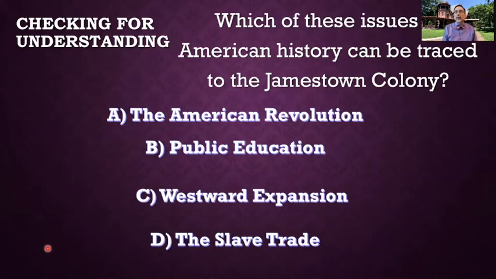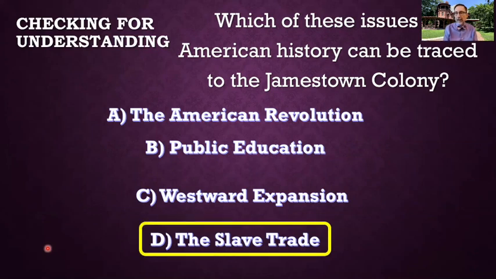How about this one? Which of these issues in American history can be directly traced to the Jamestown colony? It started in 1619. What do you think it's going to be here? Yeah, it was the slave trade. It was a group of slaves in 1619 who were part of a shipment on their way to Mexico. And the ship was captured and some of the slaves were taken sort of as a prize. And the first slaves arrived at Point Comfort on a Virginia peninsula and were taken directly to the Jamestown colony. Slavery is going to go on for about 250 years in America after that.